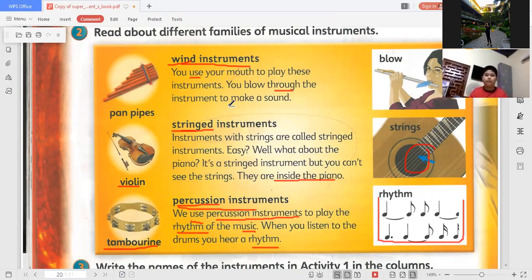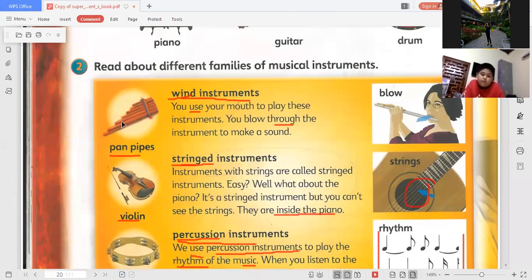Okay, so again, what do you use for wind instruments? Yes, you use your mouth. A wind instrument is played with your mouth, like this one. You use your mouth to play these instruments. It's like you are going to blow. Yes, so that's how wind instruments work. Example, pan pipes. Can you say it? Pan pipes. Okay, that's an example of a wind instrument.